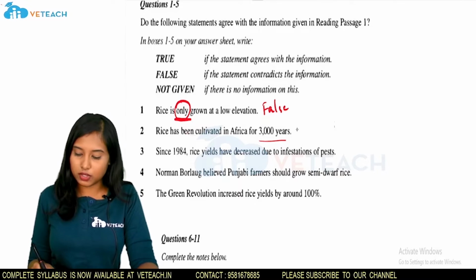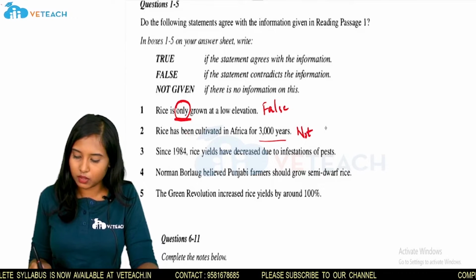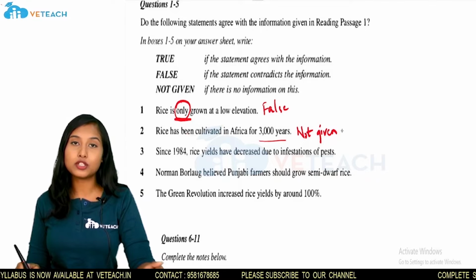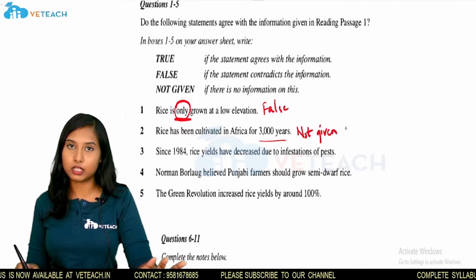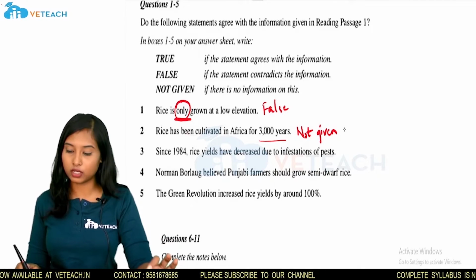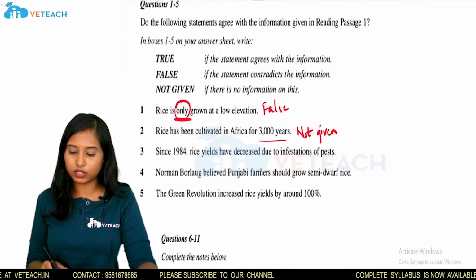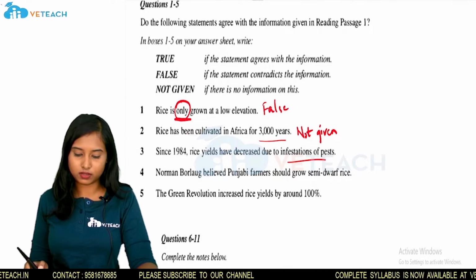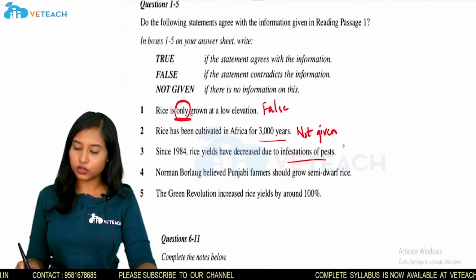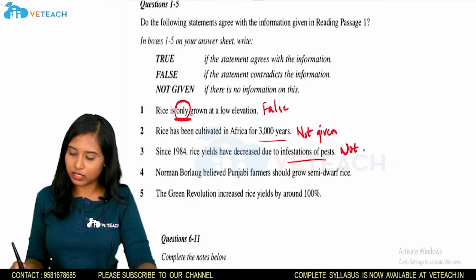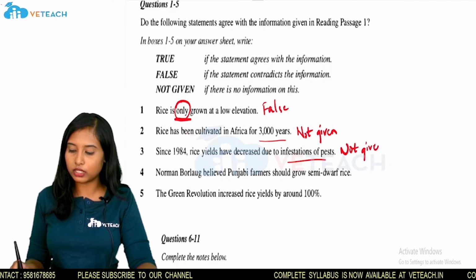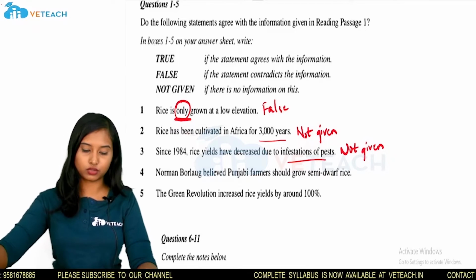Question number 2, rice has been cultivated in Africa for 3000 years. And the answer to this question is not given because there was no mention about Africa in the entire passage. There was only a mention of China. Question number 3, since 1984, rice yields have decreased due to infestation of pests. Again, the answer to this statement is not given because there has not been any mention about the infestation of pests in the entire passage.